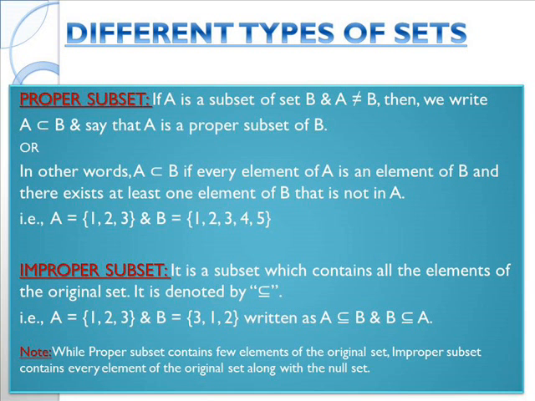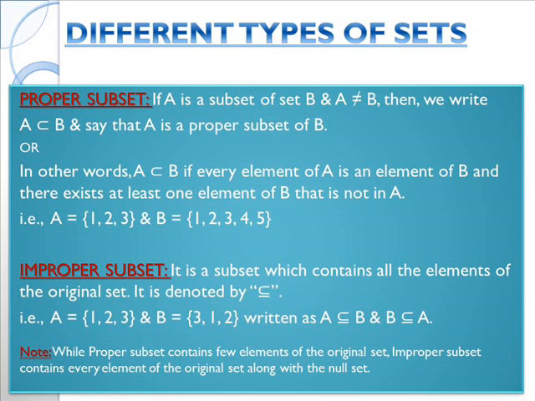Here we have two more types of sets, that is proper subset and improper subset. A is said to be a proper subset of B if every element of A is an element of B and there is at least one element of B that is not in A. As you can see over here, A is equal to 1, 2, 3 and B is equal to 1, 2, 3, 4, 5. That is, every element of A is an element of B and B has two more elements, that is 4 and 5, that are not in A. So A is a proper subset of B.